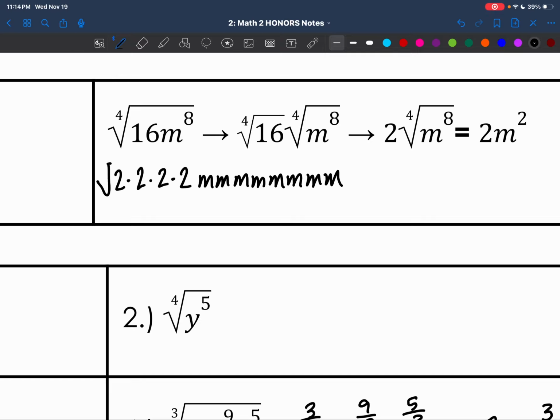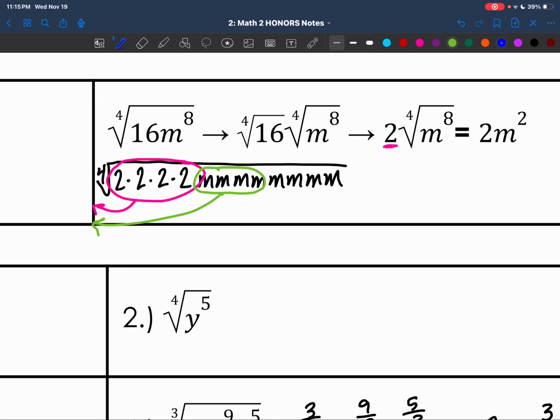Holy guacamole, that's a lot. So every time you have a group of 4, you're going to kick it out. So I've got 1, 2, 3, 4. This is going to go outside the radical. And then I've got another 1, 2, 3, 4. This is going to kick outside. So it's another group of 4, so that's where we get our m.